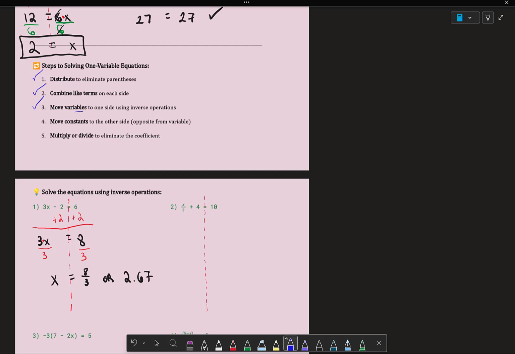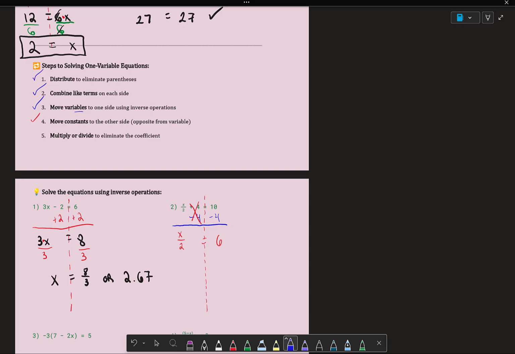Move constants to the other side. So that positive 4, we need to do the inverse operation of adding 4 and subtract it to move it away to the other side, away from the variable. So this leaves us with x divided by 2 equals 6. 4 minus 4 is 0, so I'm going to cross that out. 10 minus 4 is 6. So that's step 4.